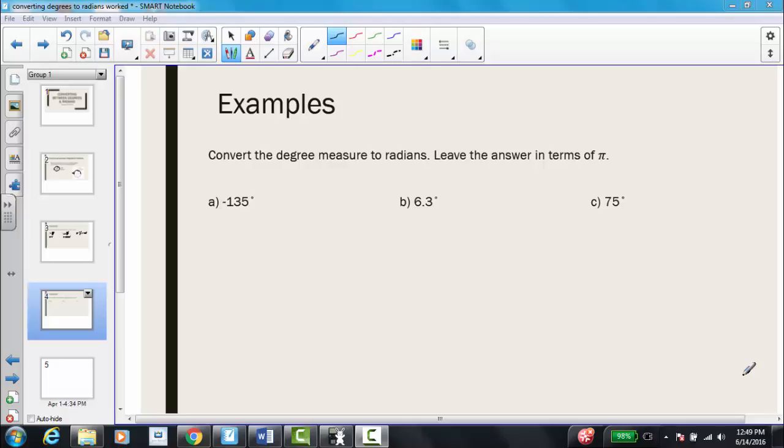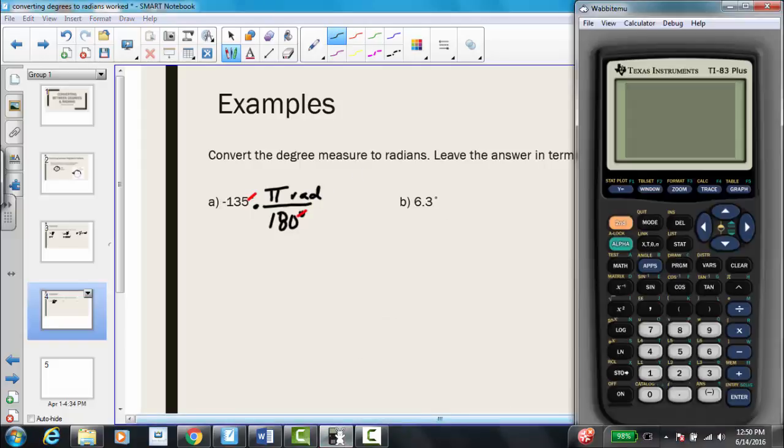In these last three examples, we're going to be converting from degree measure into radian measure, and we're going to leave our answers in fractions in terms of pi. Again, remember that our conversion factor, when we have degrees, is pi radians over 180 degrees. This way our degree measures are going to cancel and we're going to be left in radians.